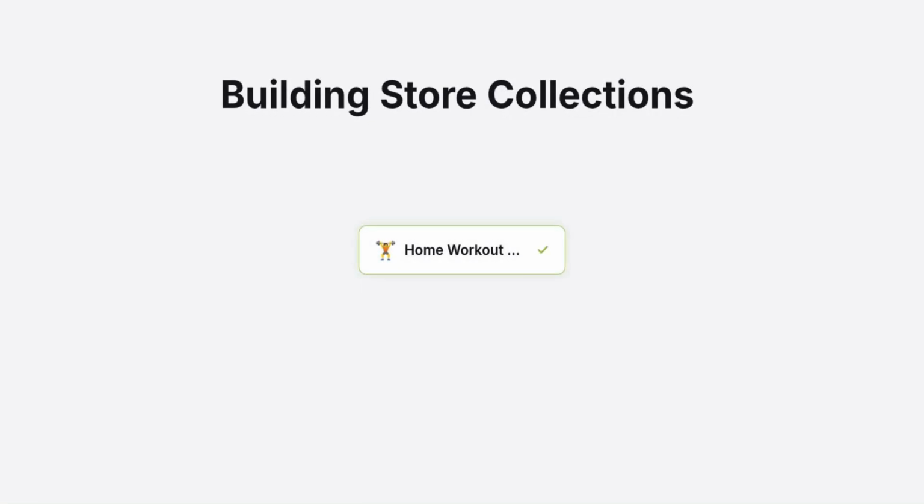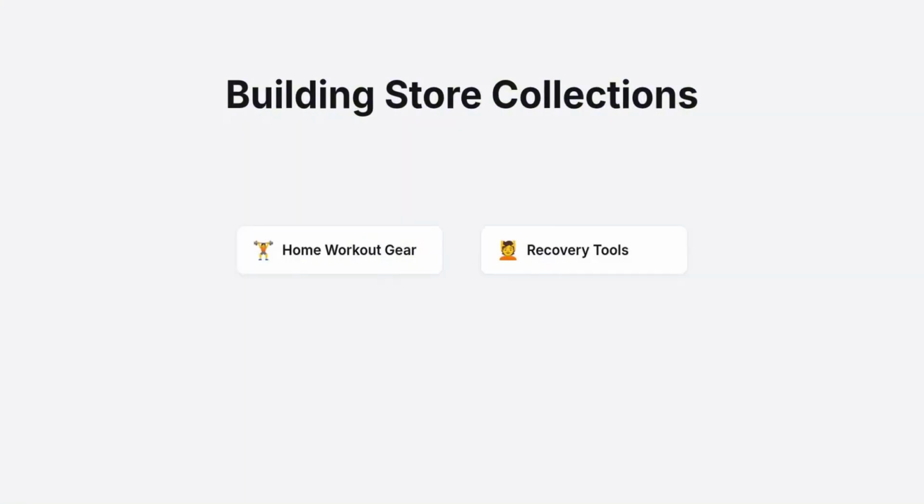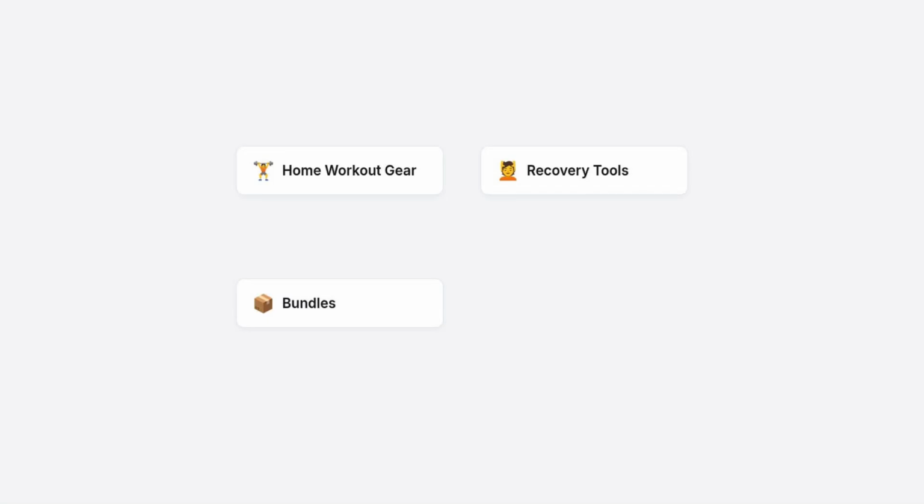Now, I'm going to repeat this process for a few more FitLane collections. I'll create recovery tools for the Recovery Pro foam roller, bundles for the FitLane home training bundle, and I'll also update bestsellers, so it includes the products we want to feature on the homepage. Since this is a demo store, bestsellers doesn't mean we have actual sales data yet. It just means these are the products we want to highlight first.